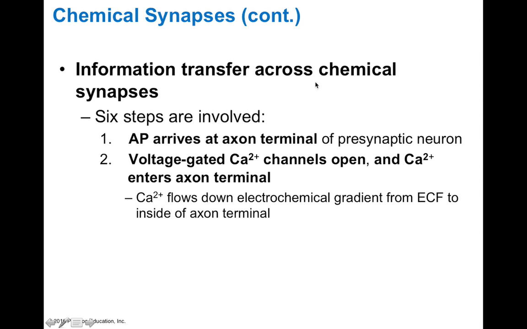So information transfer occurs in 6 key steps here. We learned about this to some extent going back to the muscular chapter, so this will be a nice summary of that. Now remember, the action potential travels down your axon, eventually reaching the axon terminal of your presynaptic neuron. The arrival of this action potential triggers voltage-gated calcium channels to open, and due to its electrochemical gradient, calcium actually flows into the axon terminal.